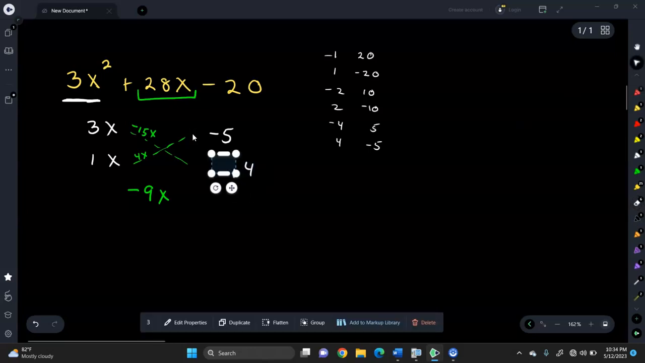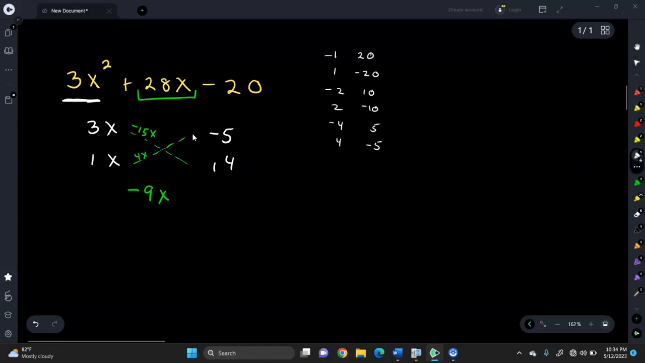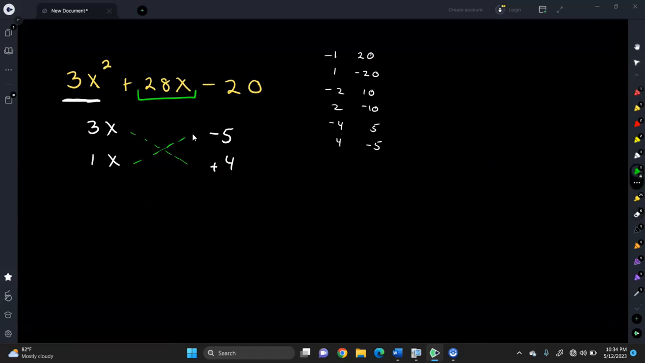So before I totally abandon the negative 5 and the positive 4, I'm going to switch them around, and I'm going to check to see if it works that way. So we've got 3x times 4. That gives me 12x. I'm just going to write it down here. And then x times negative 5 gives me negative 5x. Well, that's not going to work either because that adds up to 7x, and I'm looking for 28x. So it looks like the 4 and the 5 are not going to work.